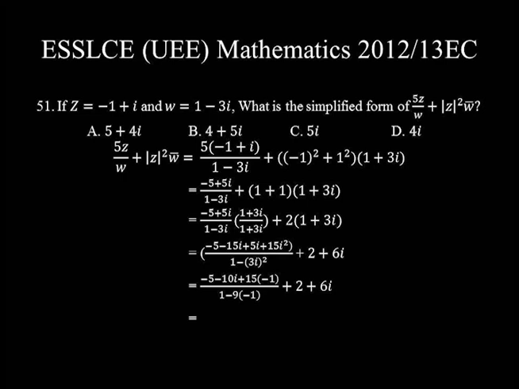-15 plus -5 is -20, minus 10i, divided by 10, plus 2 plus 6i, which is equal to -20 divided by 10 is -2, -10i divided by 10 is minus i, plus 2 plus 6i. -2 plus 2 is 0. -i plus 6i is 5i. 0 plus 5i is 5i. Thus, choice C is the correct answer.